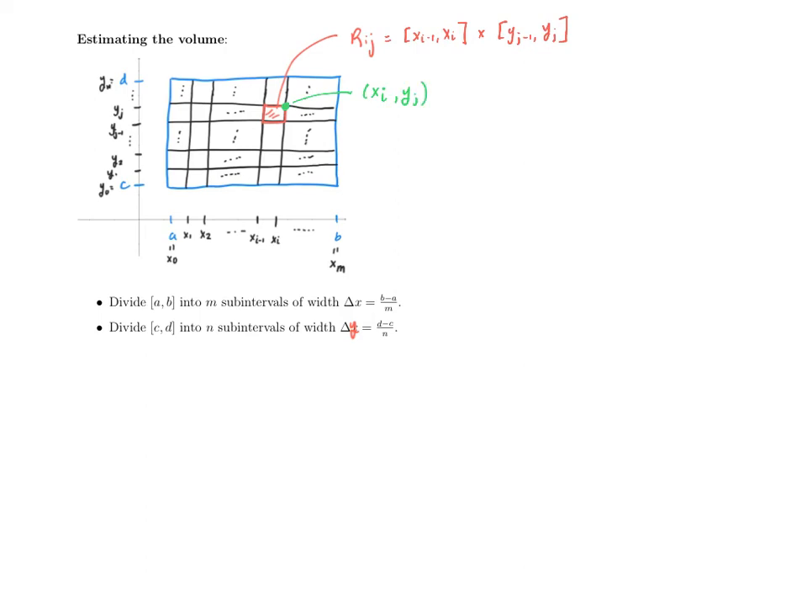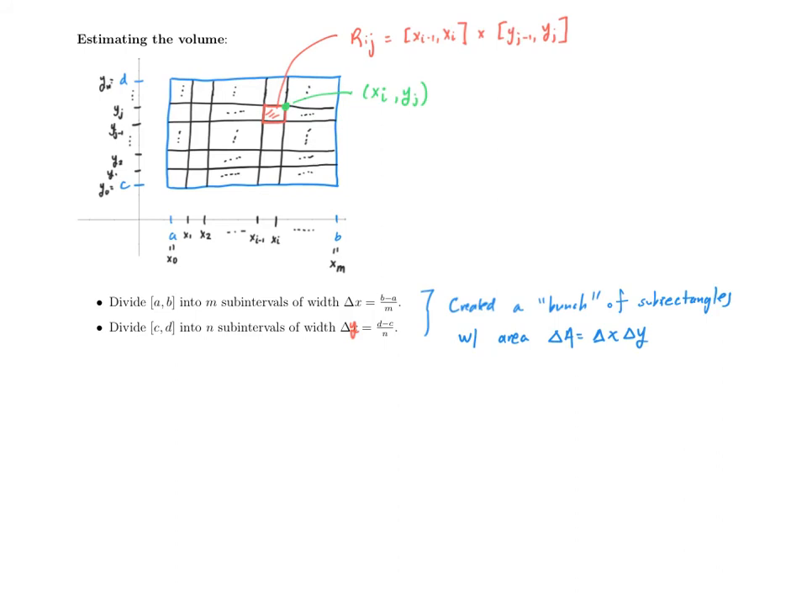So once we've placed this grid, we've really created a bunch of little subrectangles. And note each one of these little subrectangles has the exact same area. And we will denote that area by delta A, and it would be its width in the x direction multiplied by its width in the y direction.